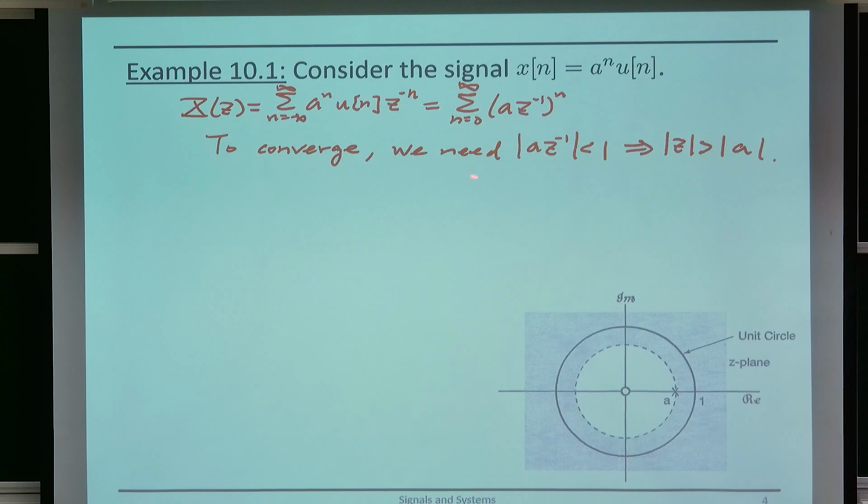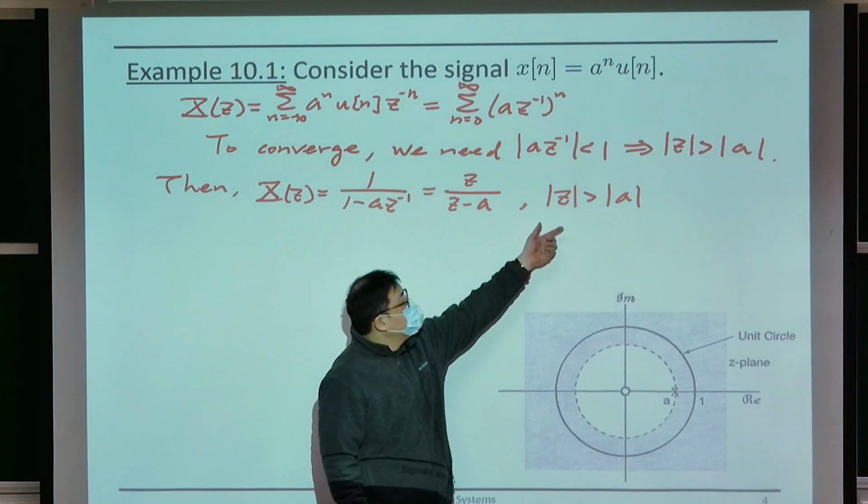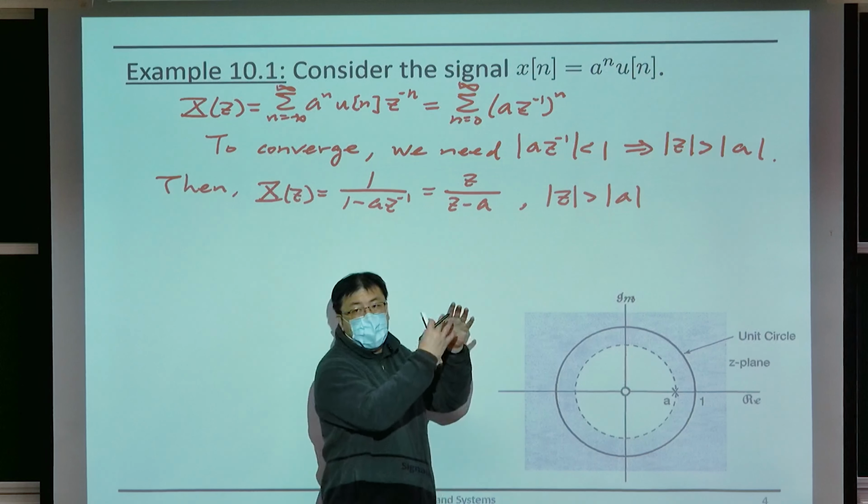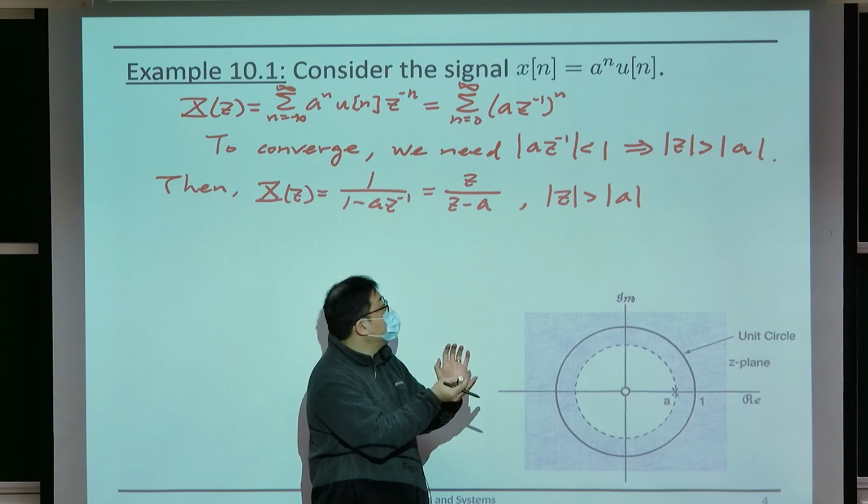So assuming that this condition holds, we can apply the formula for the summation of a geometric series. Then X(z) is equal to 1 over 1 minus a z to the power minus 1. If you multiply both the numerator and denominator by z, you get z over z minus a, for a region of convergence corresponding to the absolute value of z greater than a. So this here corresponds to values of z that have a magnitude greater than a.